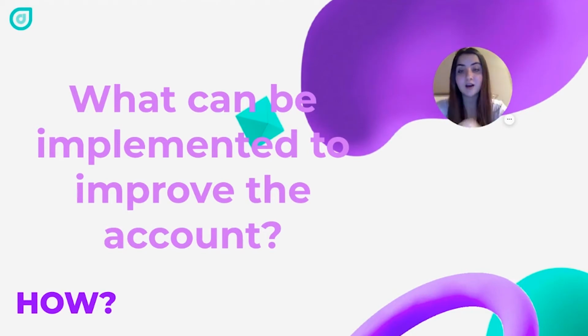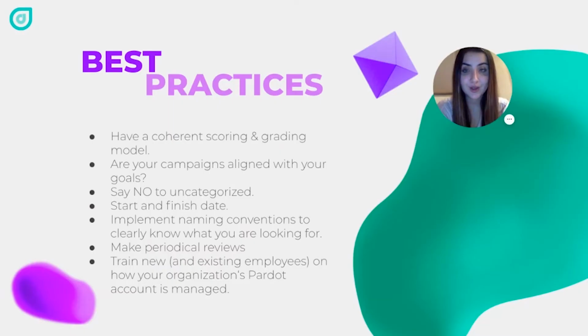The next point is to know what can be implemented to improve the account. These are some best practices that we have seen work with some of our clients. The first one is to have a coherent scoring and rating model. You may want to sit with your sales teams for this in order to determine what are the profiles that you're looking for, what are the profiles that you have to nurture most. And this will also make your sales teams' work easier.